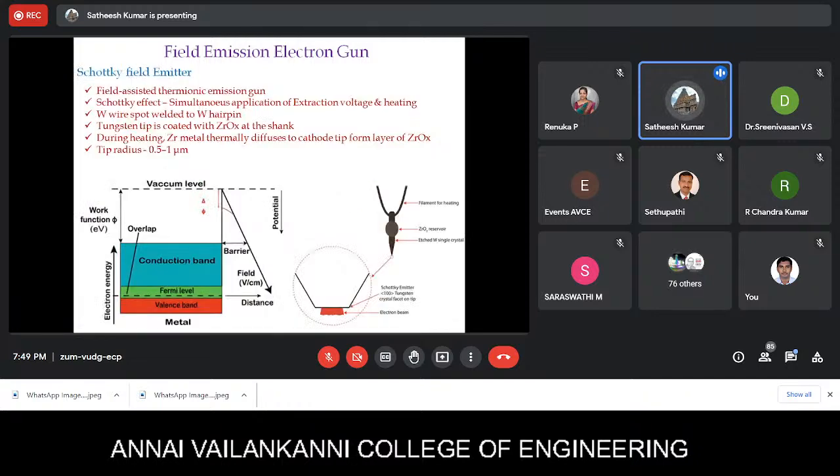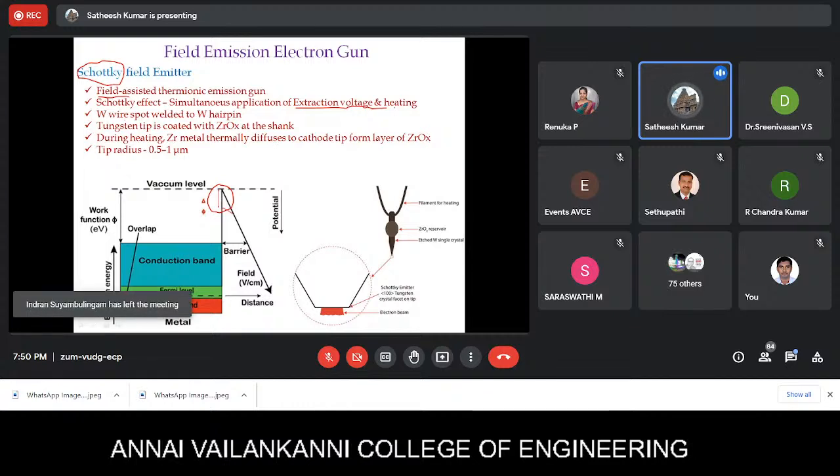The second type of field emission electron gun is called a Schottky field emitter. So here it basically involves two things. Both the field as well as thermionic emission are happening in this case. You will have an electric field which gives a jump of some amount of work function, and the remaining amount of energy has to be overcome by the heating. So why the name Schottky? Because we will be using the Schottky effect, wherein you apply an extraction voltage and heating simultaneously, which helps in emitting electrons.